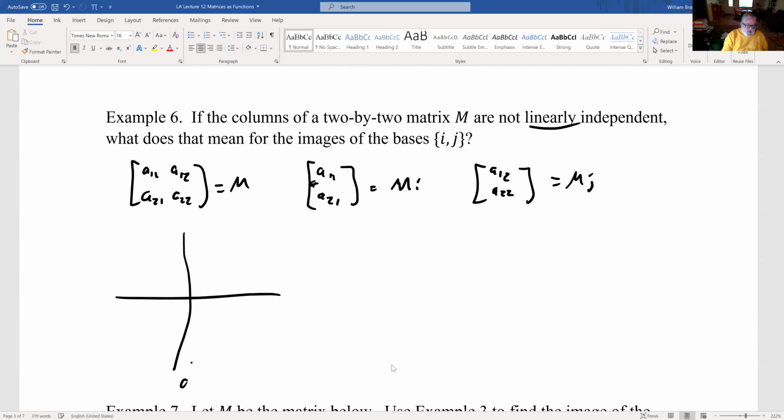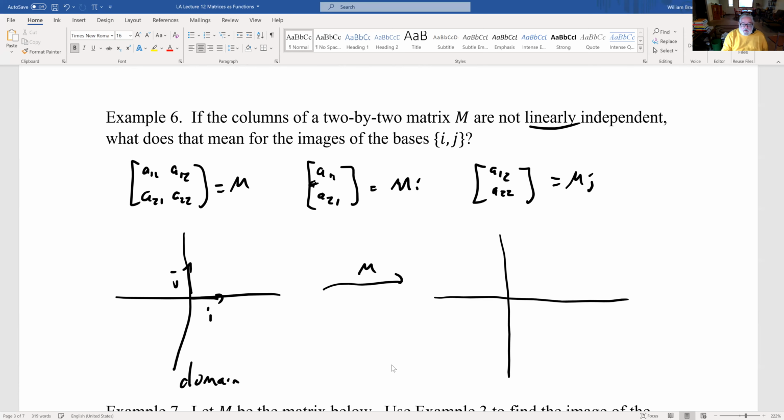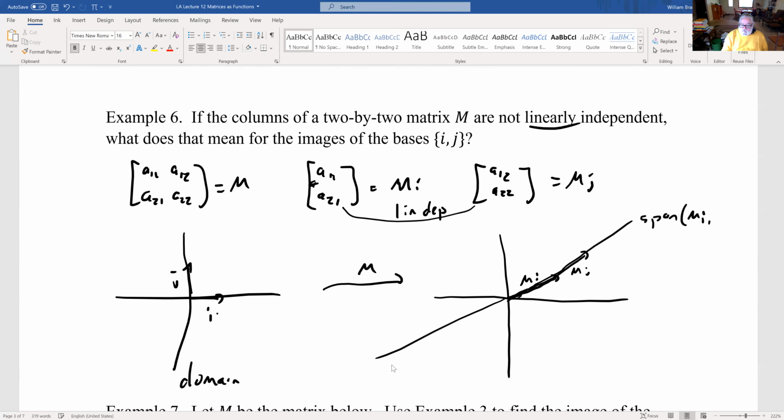So what that means is in our domain, we have i and we have j. Multiplication by M. These are linearly dependent, so they point in the same direction. So i gets mapped to this vector, and j gets mapped to this other vector. So what's the span of these two? Well, the span of these two is just this line. And that's the image of this map. It takes the entire plane and it maps it down onto this one line.